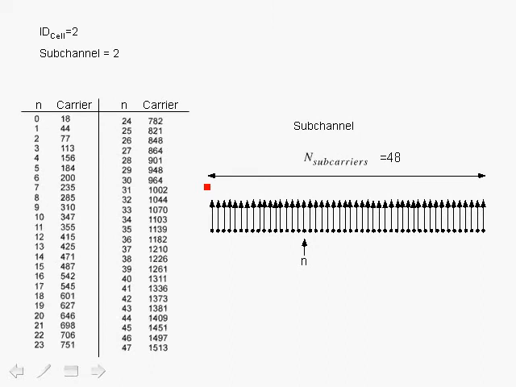Best thing to do is look at an example. So here we've actually written a C code to implement that expression. We're using an ID cell equal to 2, and we're looking at subchannel number 2. And here we have the computed carrier indexes. So for n equals 0 through 47, we have the carrier index. Here we show a subchannel. It has 48 carriers, and n is the index within the subchannel. So this particular carrier location here at index 15, for example, corresponds to carrier number 487 from the data carriers.